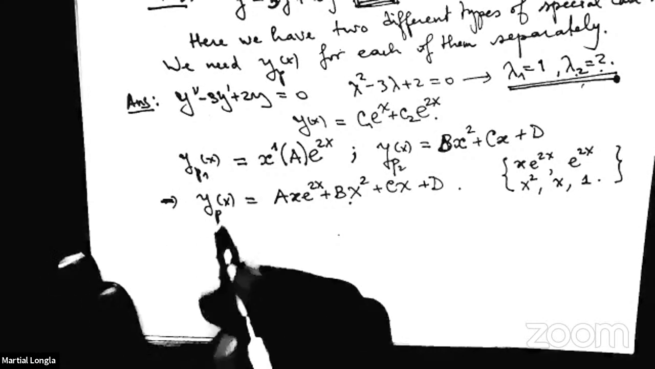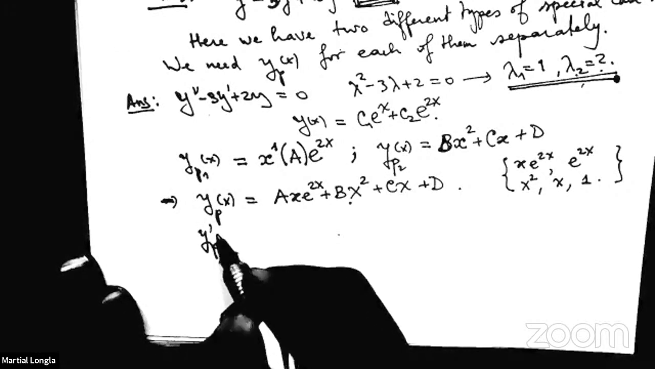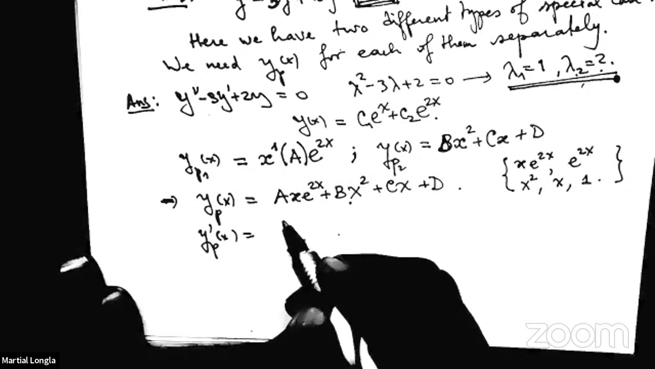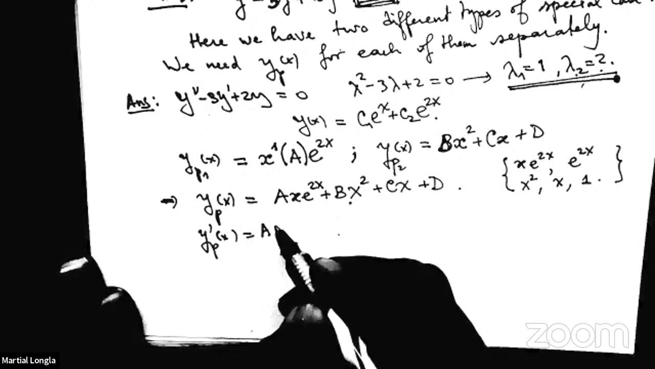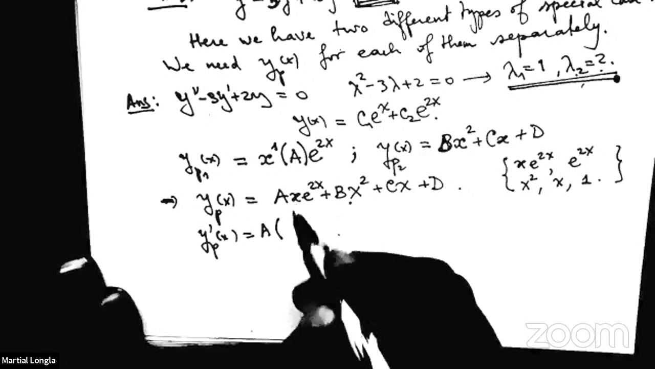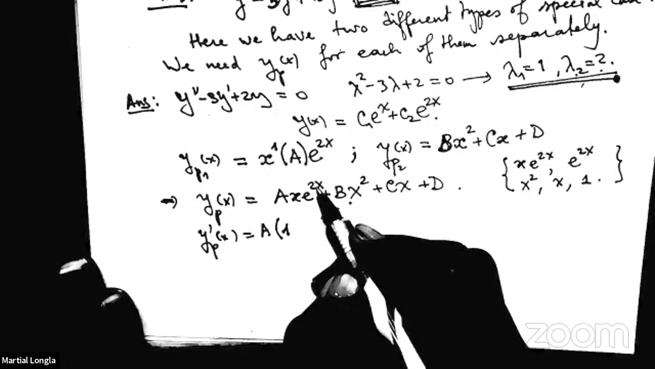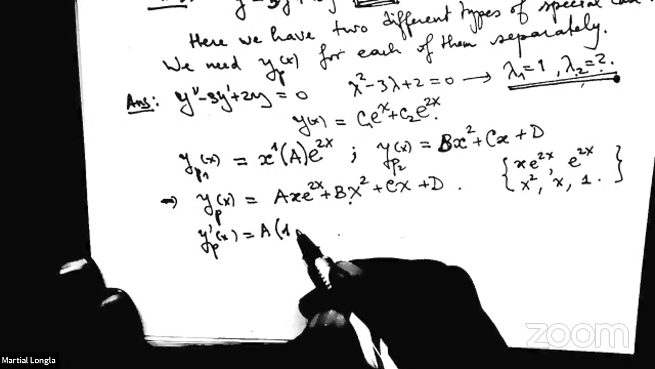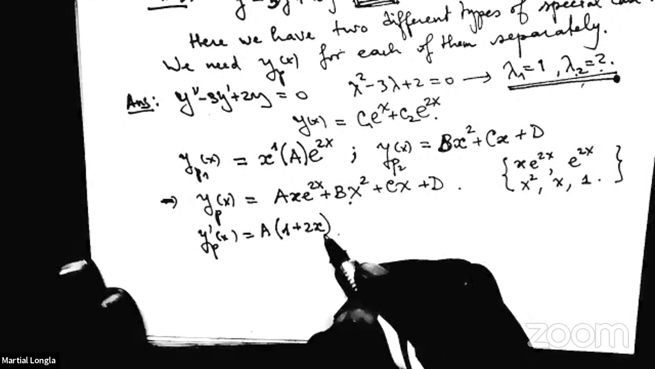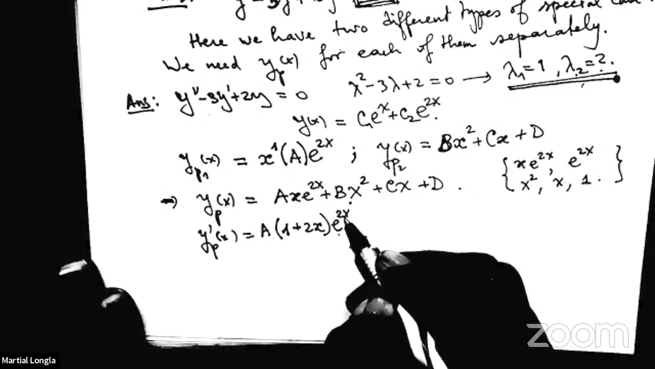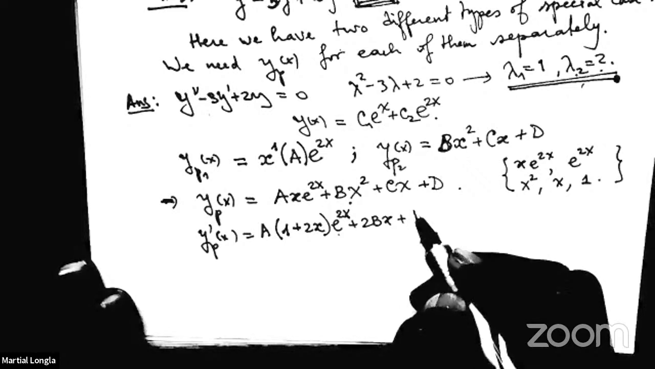Now we start by taking first the derivative. So yp prime of x, the derivative, is a times the derivative of x, which is 1. And the derivative of e to the 2x is 2e to the 2x. So that's plus 2x e to the 2x. The derivative of bx squared is 2bx plus c.